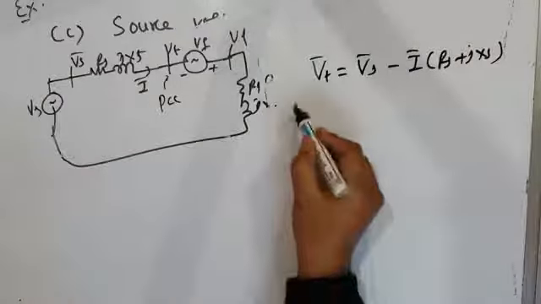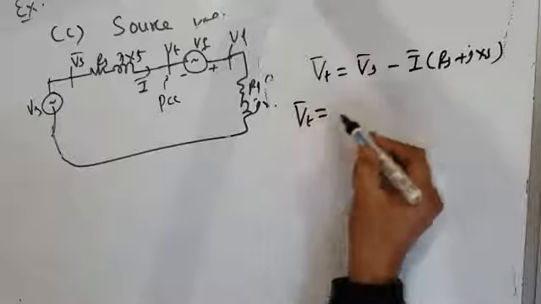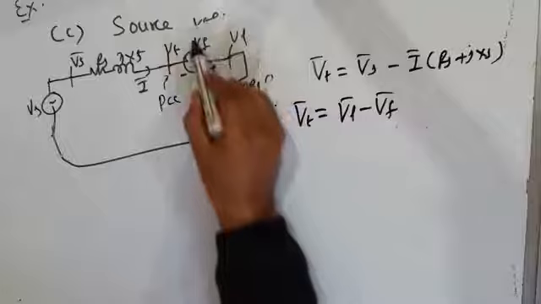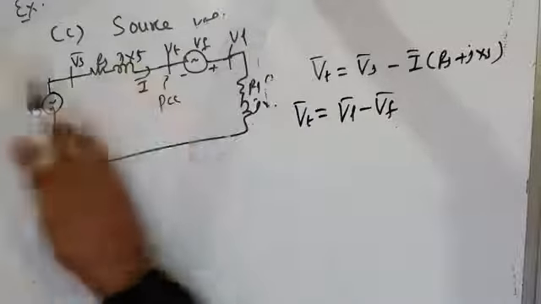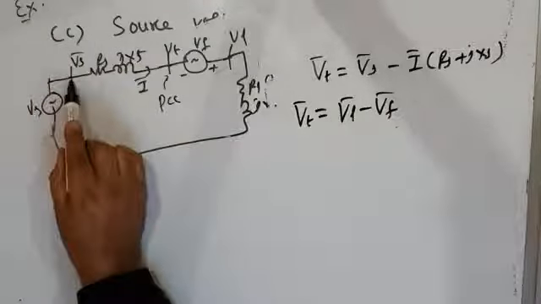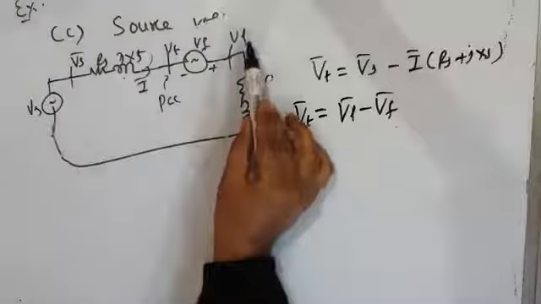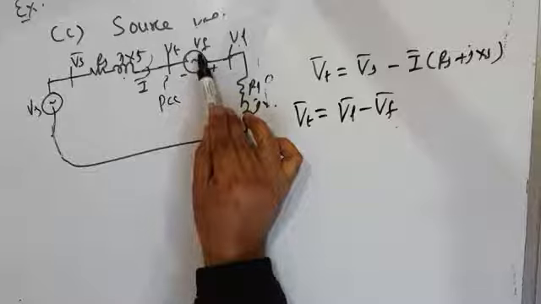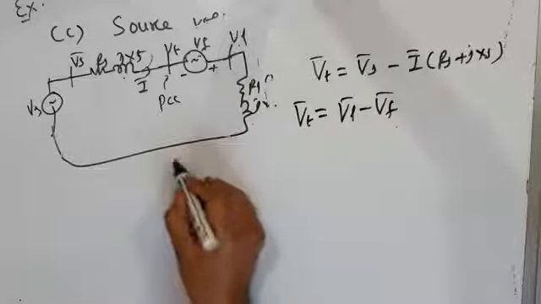Okay, or we can say Vt is equal to VL minus Vf. It is equal to load voltage minus this DVR injection voltage. अगर यहाँ से आप जाएंगे, so it will be source voltage minus this drop. और अगर आप यहाँ से देखेंगे, it will be load voltage minus this voltage, DVR injected voltage. So you can find it.